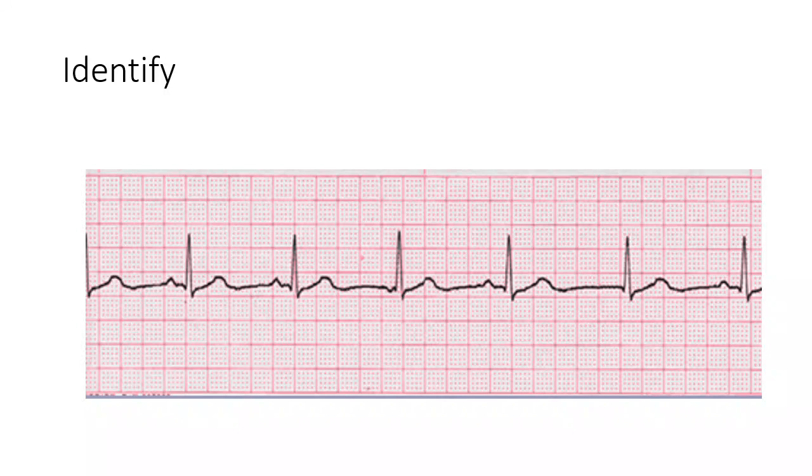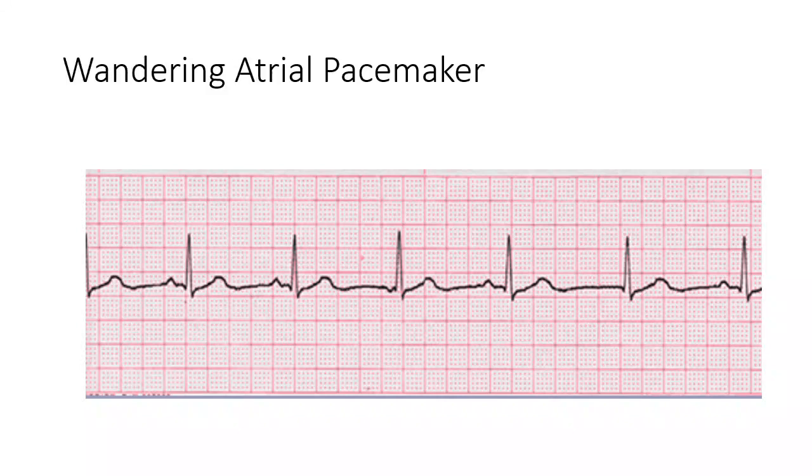Okay, the QRS is fine. What else? Does anybody else see anything different, Bella? I see that there are 3 different looking P waves. Which would make this, well, since it's a normal rate, a wandering atrial pacemaker.